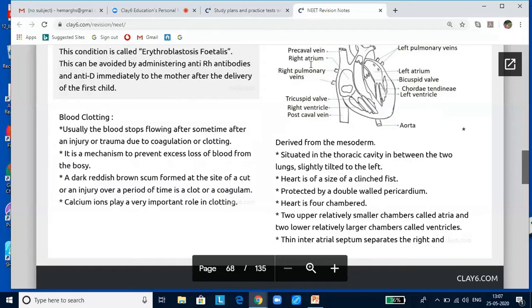The blood vascular system transports nutrients like glucose, fatty acids, vitamins, etc. from the site of absorption to the different parts of the body. It transports nitrogenous waste like ammonia, urea, uric acid, etc. from different parts of the body to the organs of excretion.